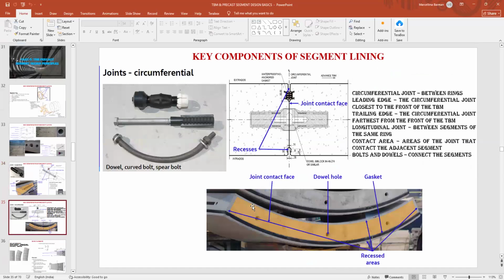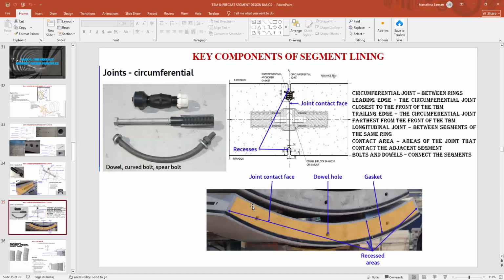So these are the three types of bolts. One is called the dowel, one is called the curve bolt, one is called the spear bolt. These bolts are mostly put between the two segments, and it depends on your type of alignment. Accordingly, you have to put the bolts. These bolts can be permanent bolts. It can be temporary bolts. In several projects, we are removing the bolts. In several projects, we are keeping the bolts.